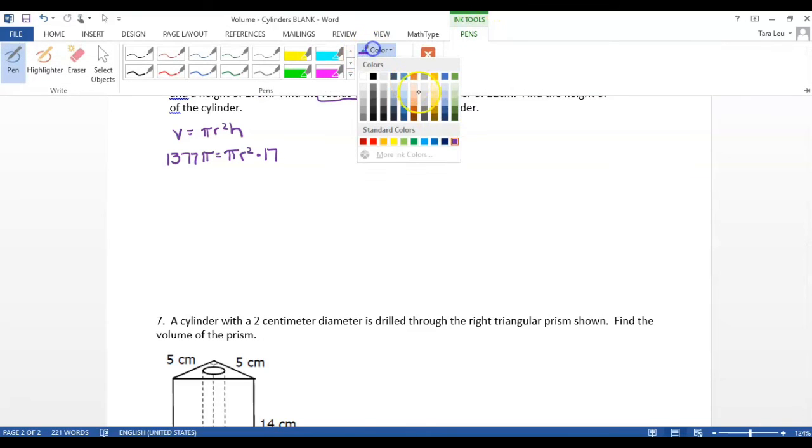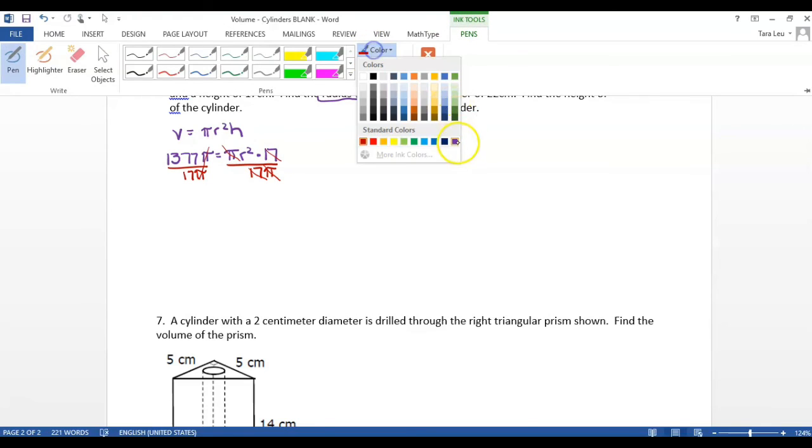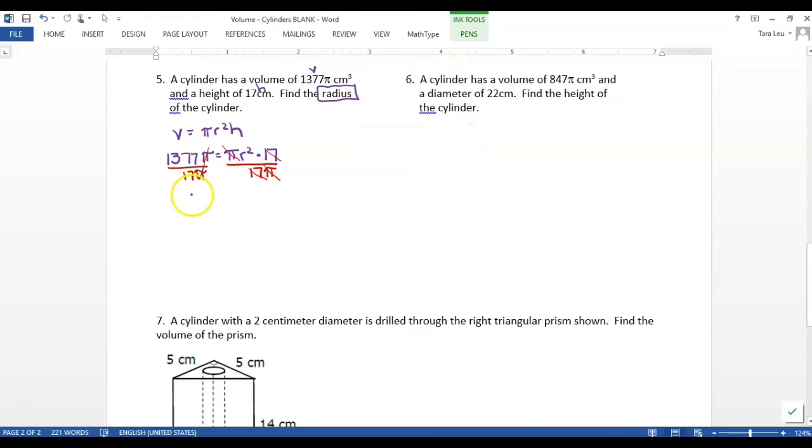So what I want to do is divide both sides by 17. And not only do I want to divide by 17, I can also divide by pi. So 1,377 divided by 17. Now you'll notice that the pi's are going to cancel out on the left side and the right side. And then on the right side, the 17 will cancel out also. So that means that the left side is 81, and on the right side, we are just left with r squared.